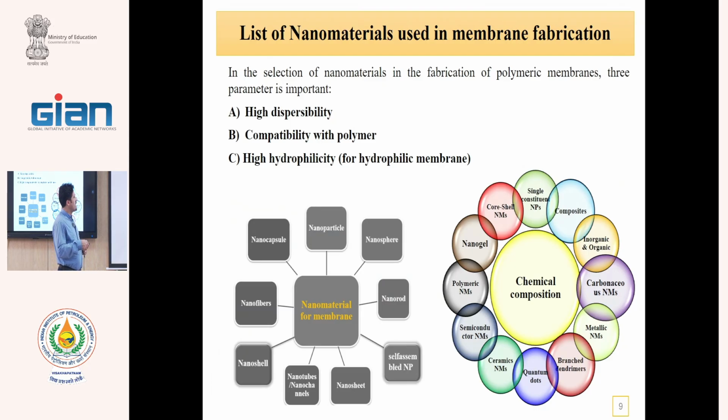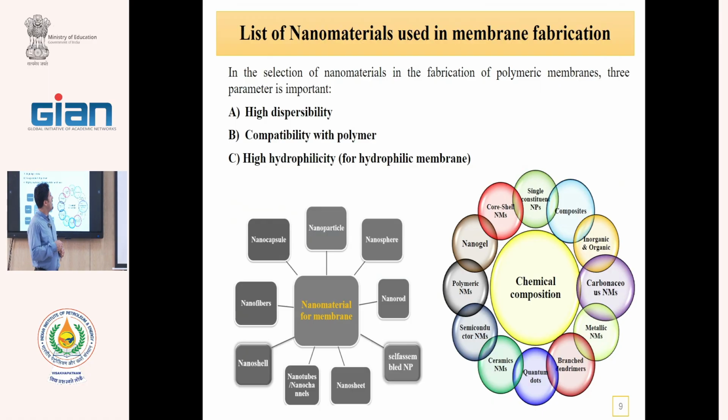This slide shows the different types of nanomaterials that have been used in membrane fabrication. For using nanomaterials in membrane fabrication, three properties are very important. One, high dispersibility. The nanomaterials should have good dispersion. What is dispersion? When we have a dry nanomaterial, the particles are collected and attached together.